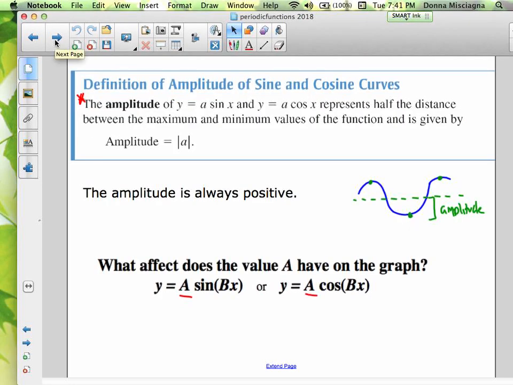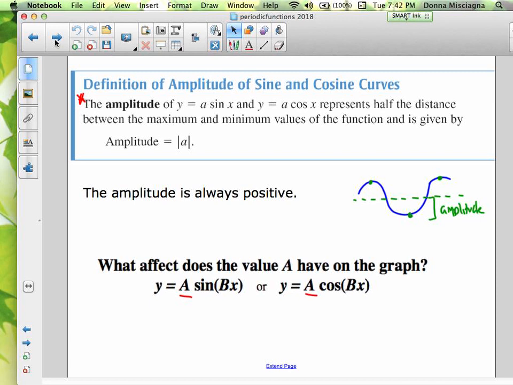The first way we can change the graphs is with a change in amplitude. So, definition of amplitude of sine and cosine curves: the amplitude of y equals a sine x and y equals a cosine x represents half the distance between the maximum and the minimum values of the function and is given by amplitude equals the absolute value of a. So the amplitude is always positive, and it goes from either the minimum to the midway point or the maximum to the midway point, however you want to look at it.